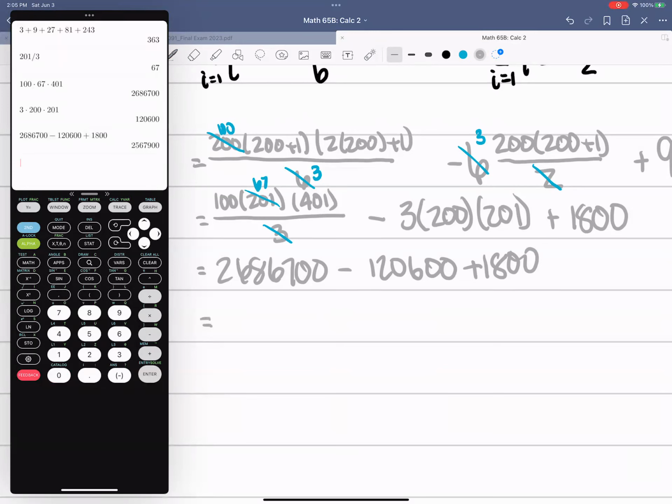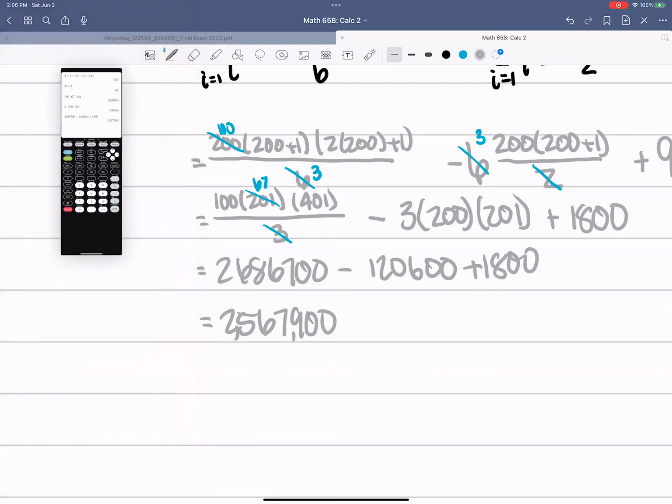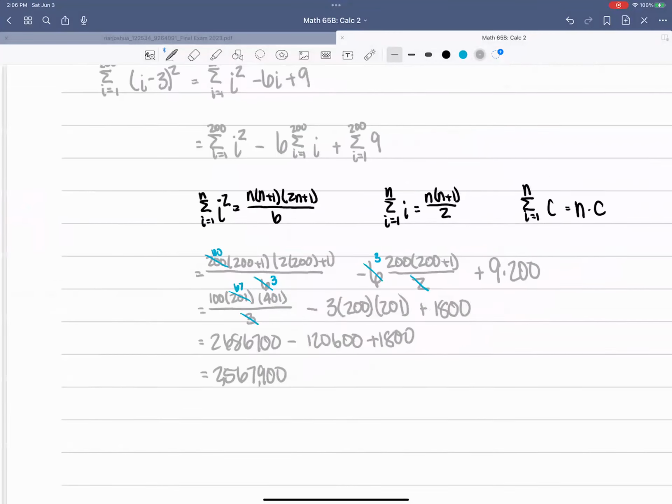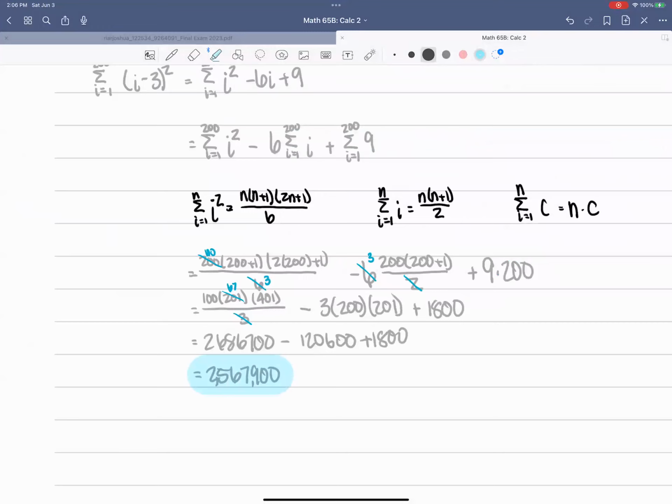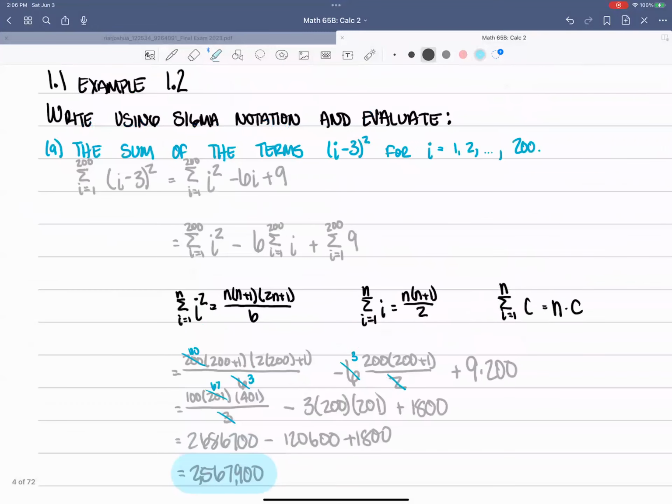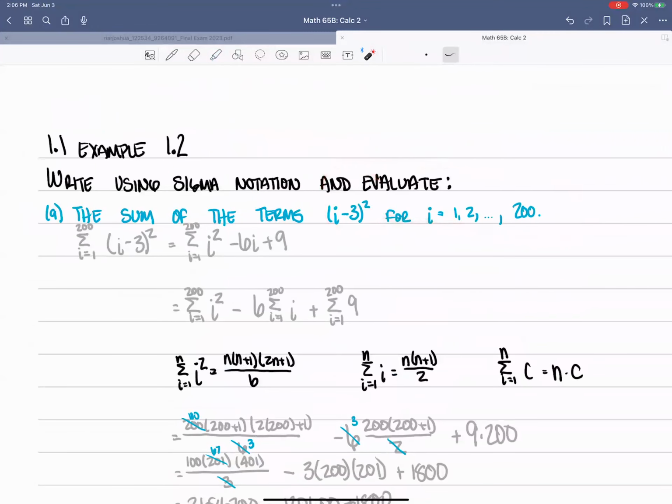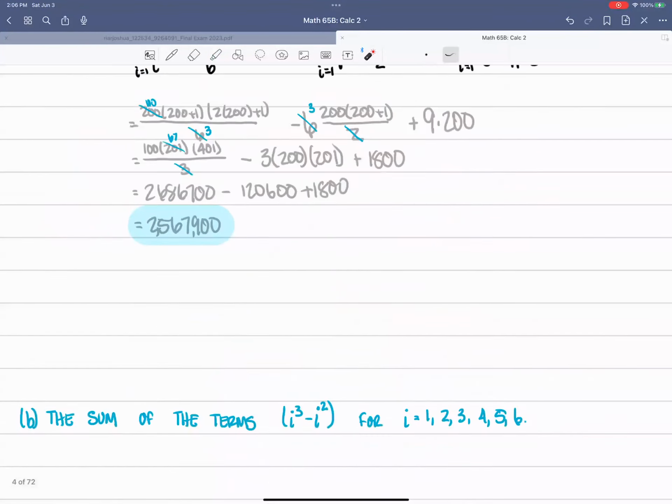So our final solution, 2,567,900. So that is the sum of that value there. That's the sum of what we have here of those whole numbers. And now we still have this other problem.